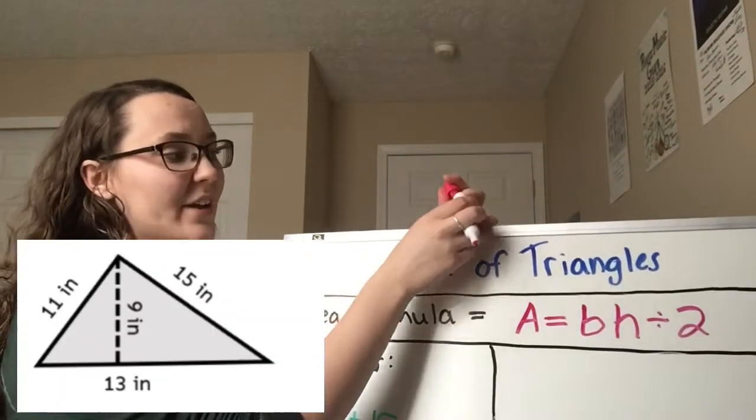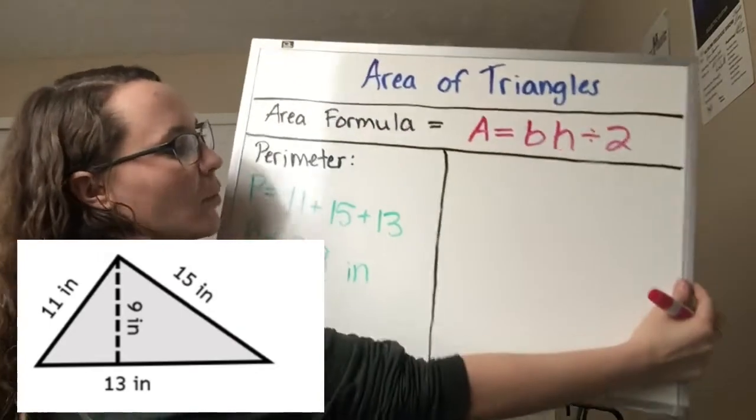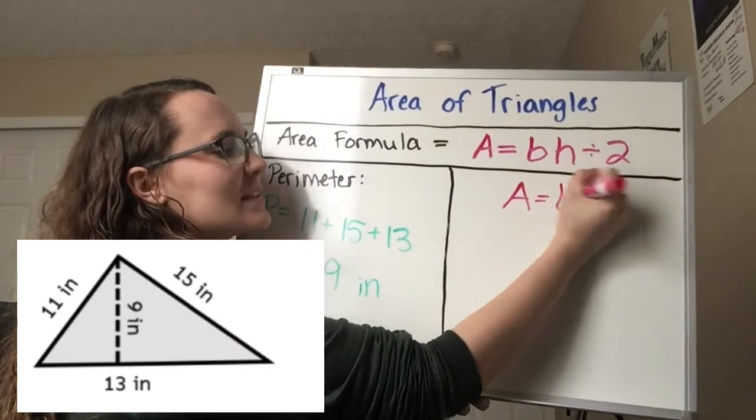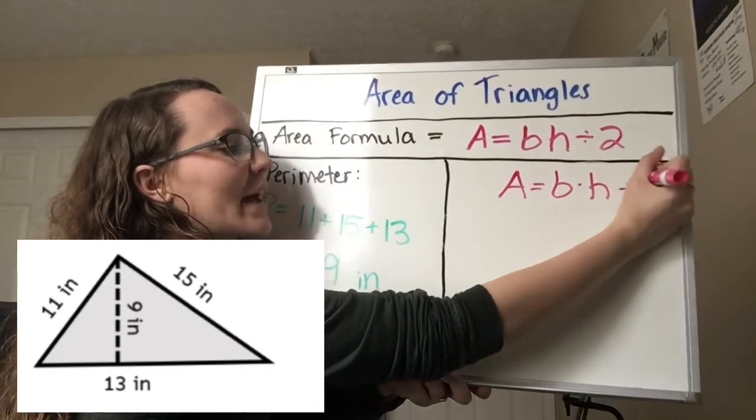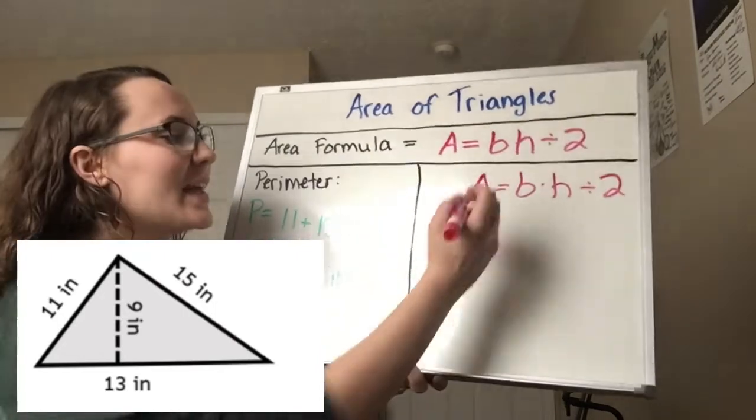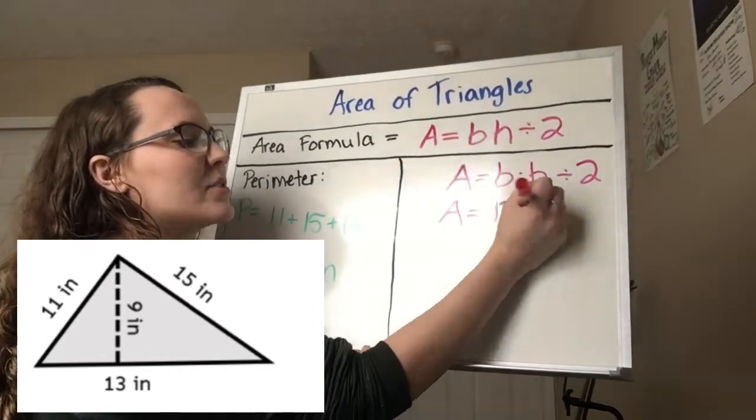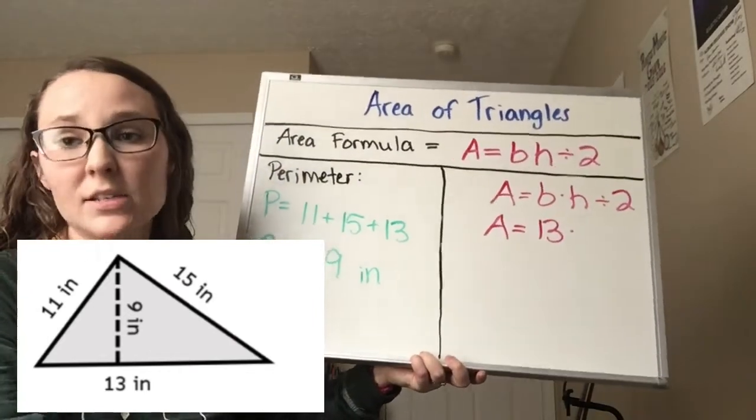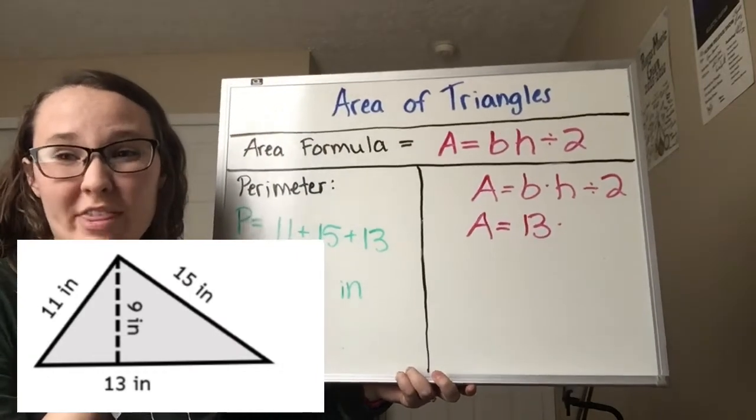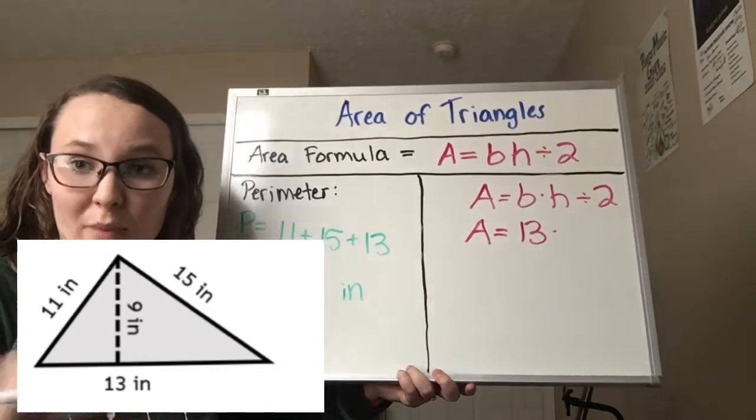So now to find the area, I'm going to start by writing my area formula that I wrote down right here. That should always be your first line. Don't forget that. A equals base times height divided by 2. Okay, so what is the base of this triangle? The base of this triangle is 13. Okay, it's on the bottom, so that's not too tricky. But remember, the base is also always perpendicular, meaning 90-degree angle with the height. So here the height is going straight down through the middle, so we know the base is the bottom.